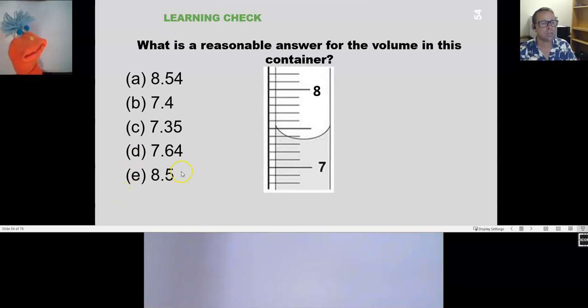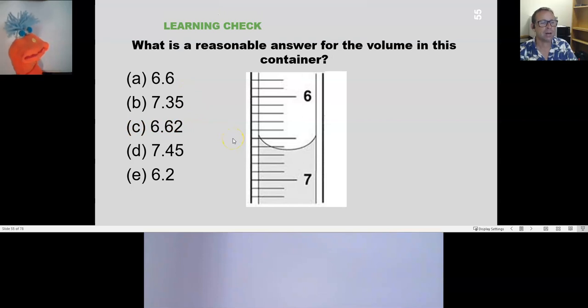That's right. So 7, 1, 2, 3, not quite to 4, and then we include the estimate. So we know it's 7.3 and then 7.35. So 7.35 would be a reasonable answer. 7.4 would not be reasonable. This expression is indicating that the 4 is an estimate. But in this case, we know that it's 7.3, it's not 7.4, so that's not where we would want to express our estimate. Okay? All right, how about this one?